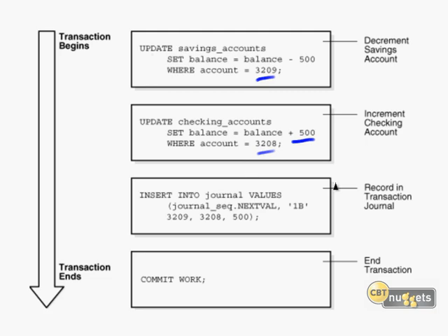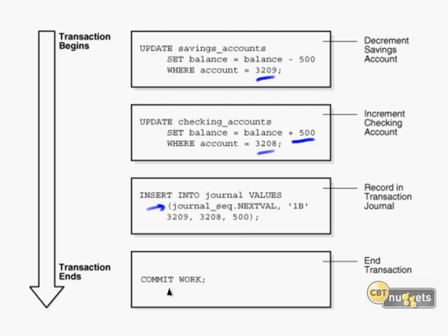Now, this particular example has a third step where we're journaling that transaction. In other words, we're making a record of what just happened. So we're inserting into a journal table the next value. It must be we have a sequence here to maintain a primary key value in the journal table. You remember how we used the nextval method to invoke the next integer in a sequence. 1b, whatever that is, 3209, 3208, 500. So these are data fields that reference various accounts and then the amount that's shifted between those accounts.